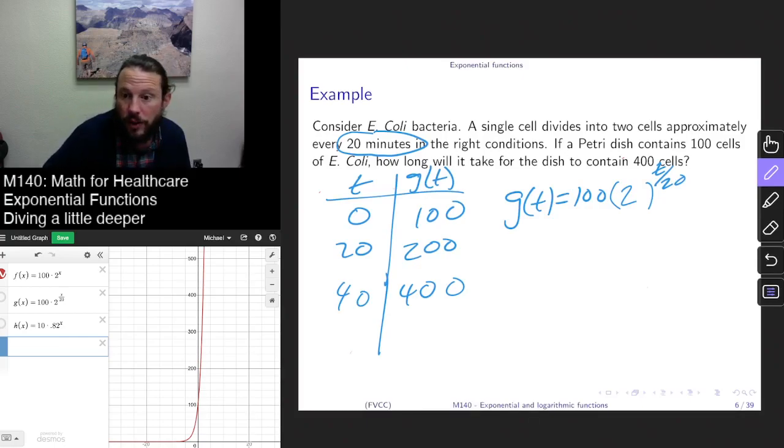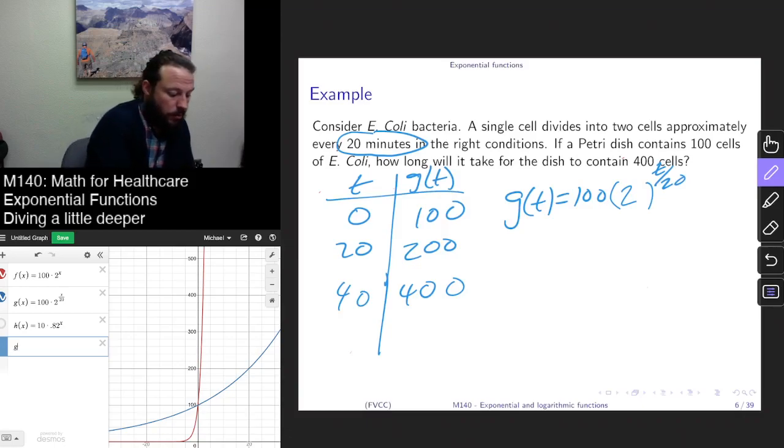Notice, over here, I'll plug that function into Desmos, and we could check our values. But thinking about how it's working in the exponent, t has to get all the way to 20 until I'm raising 2 to the first power in g of x. Okay, but g of 20 is 200. And after 60 minutes, our table tells us we should have 800. Let's check that. g of 60 is 800.